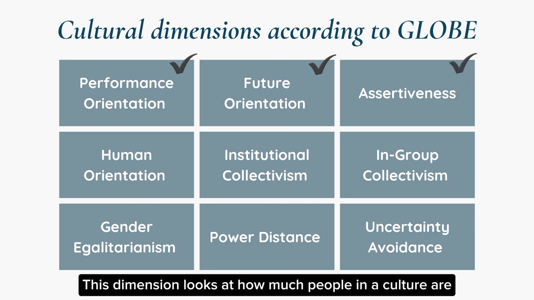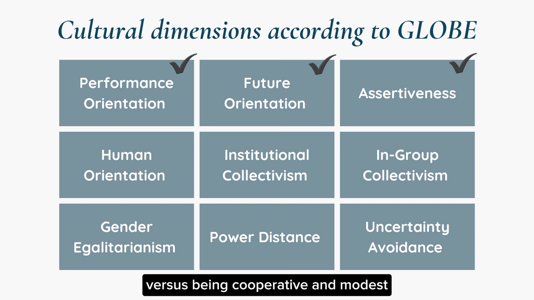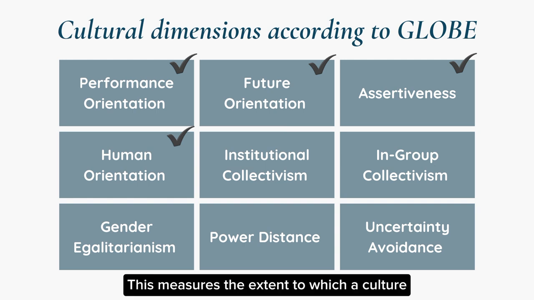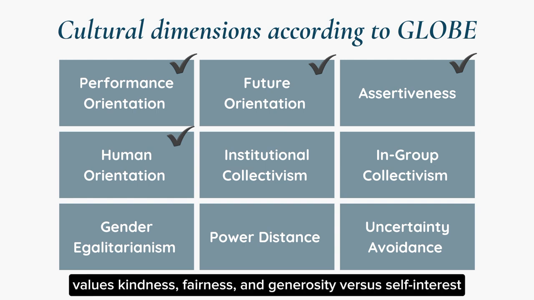This dimension looks at how much people in a culture are expected to be assertive, aggressive, and competitive versus being cooperative and modest. The fourth one, human orientation. This measures the extent to which a culture values kindness, fairness, and generosity versus self-interest.